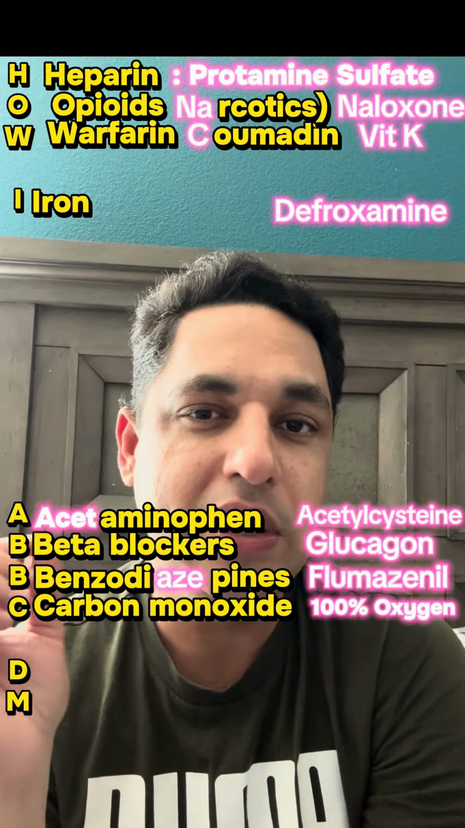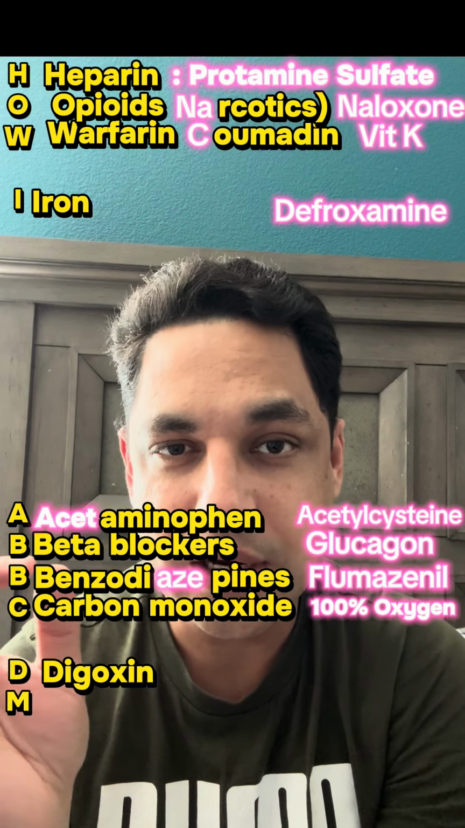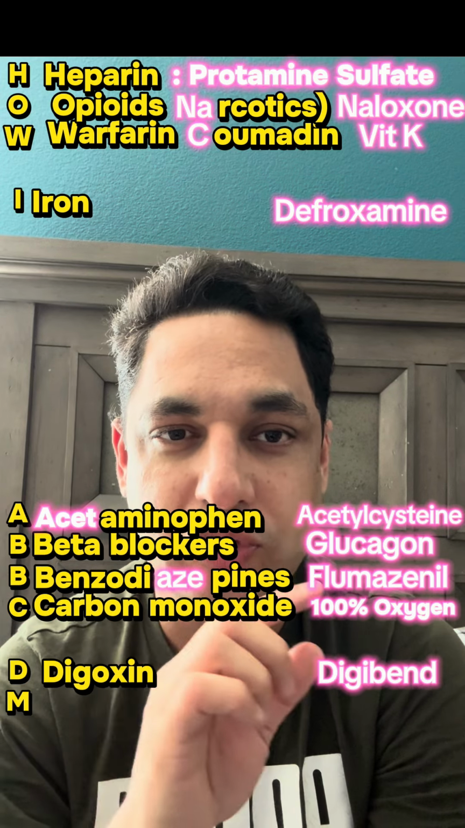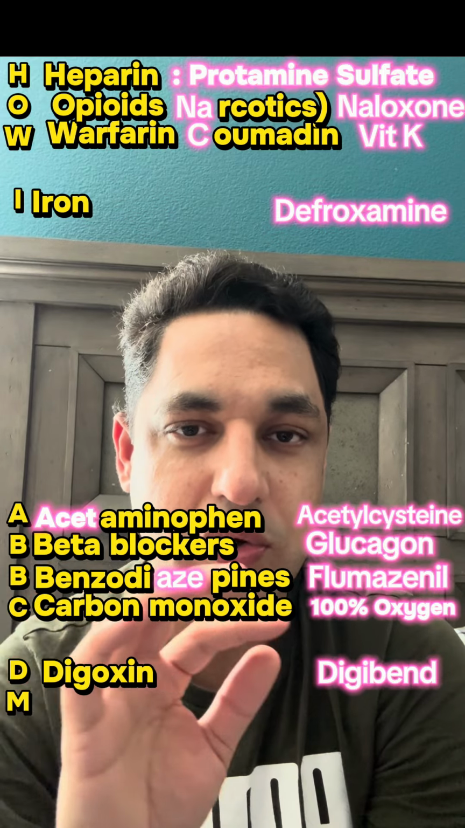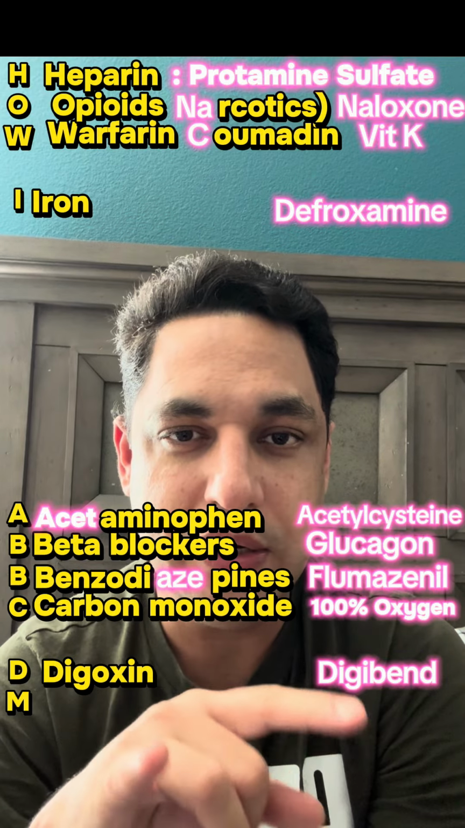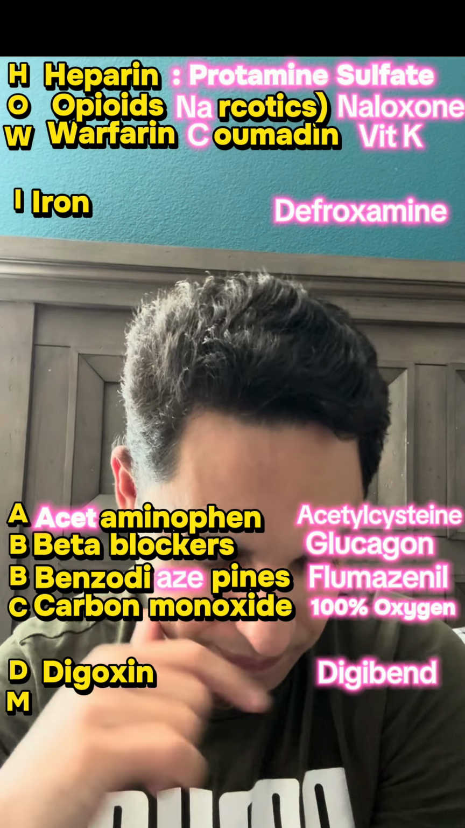Now moving on to D. D is for digoxin. The digoxin antidote is DigiBind, or Digibind Fab. The trick to know is both start with dig. So that way you will learn digoxin, dig, and DigiBind, dig, right?